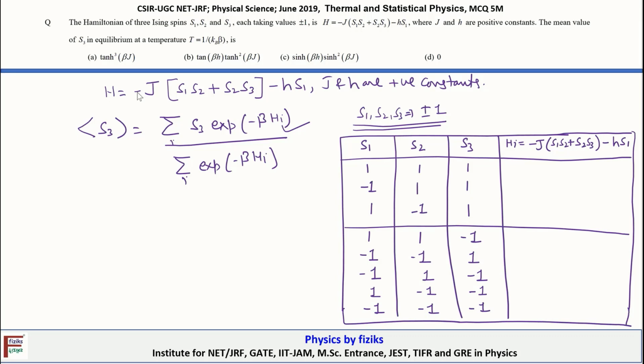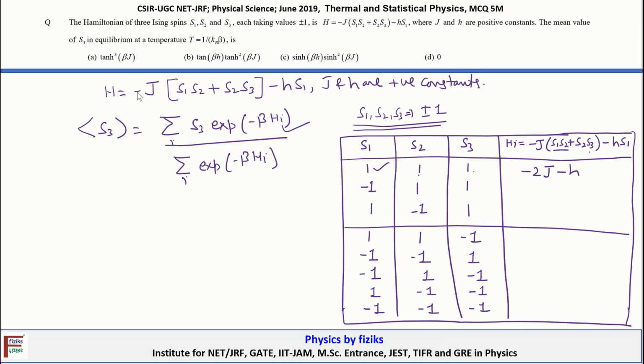Okay, now we will calculate what is the corresponding value of HI. For instance, if we take S1, S2 and S3 all three positive, so S1, S2, that will be 1. So here we multiply 1 with 1, we will have 1 plus S2, S3. So S2 into S3, S2 is 1 and S3 is 1. That will give us 1 plus 1, so that is minus 2J. So here the first term will be minus 2J, and then minus H multiplied by S1. So S1 is 1 here, so minus H here.